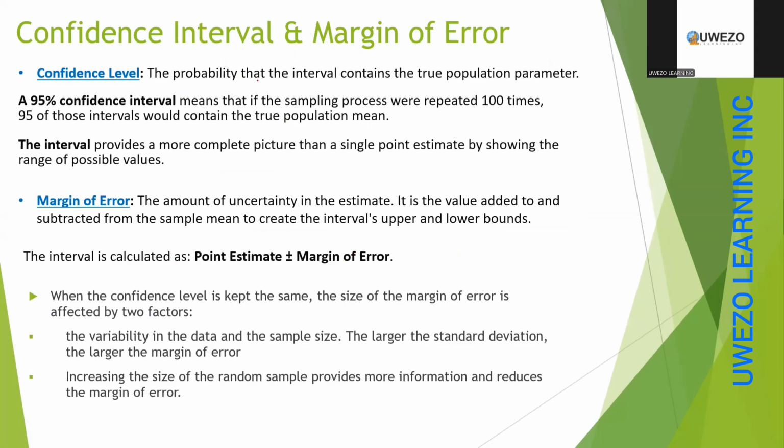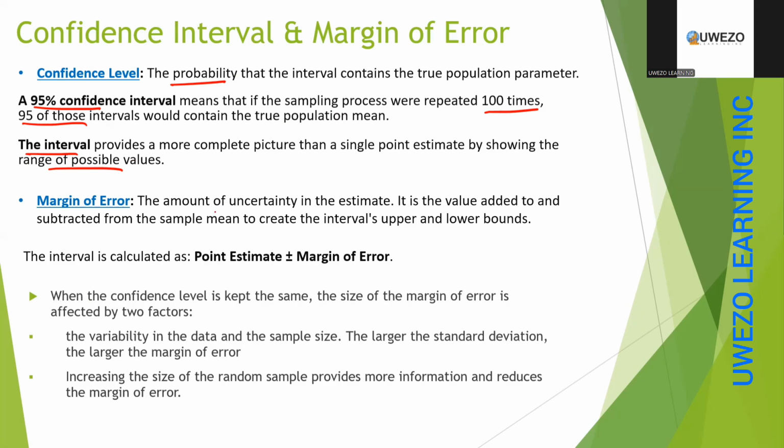The two important definitions: the confidence interval and margin of error. The confidence interval is the probability that the interval contains the true population parameter. And 95% confidence means that if the sampling process were repeated 100 times, then 95 of those intervals would contain the true population mean. The interval provides the range of possible values.